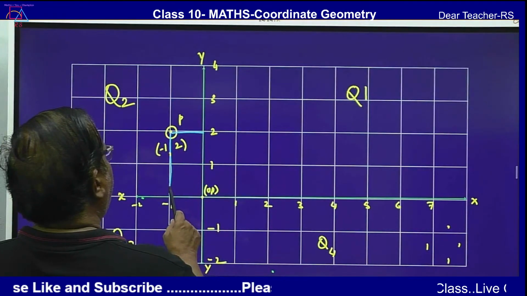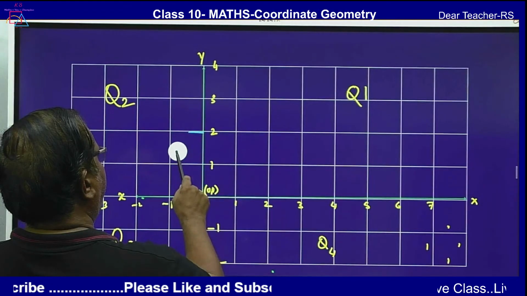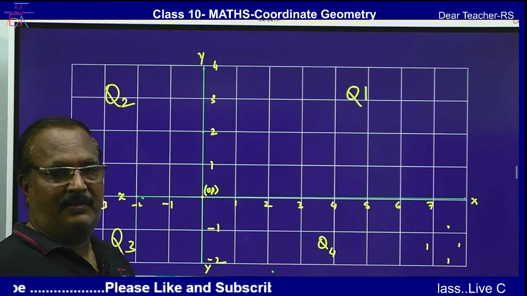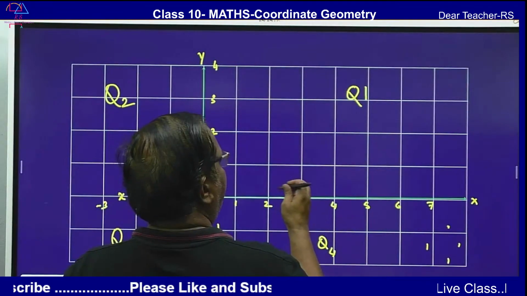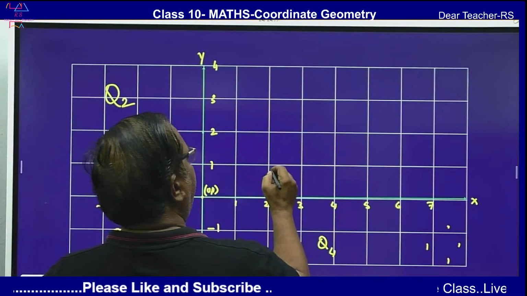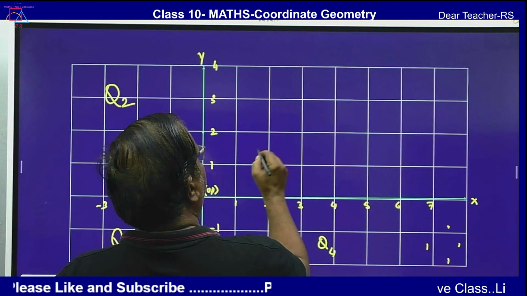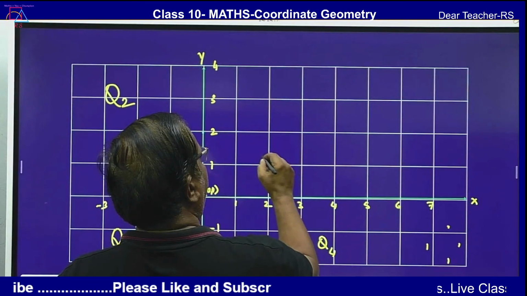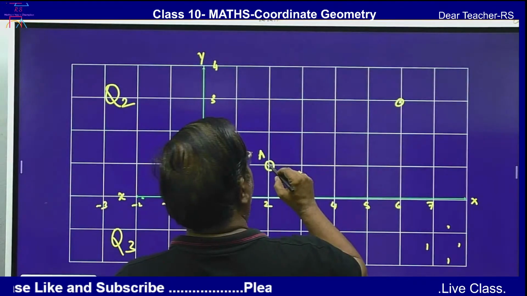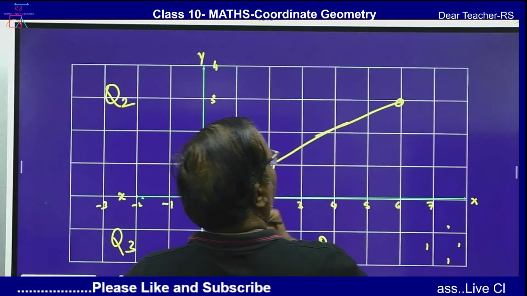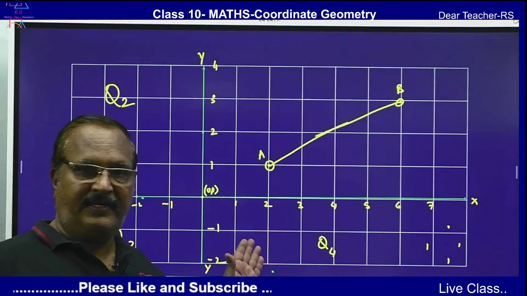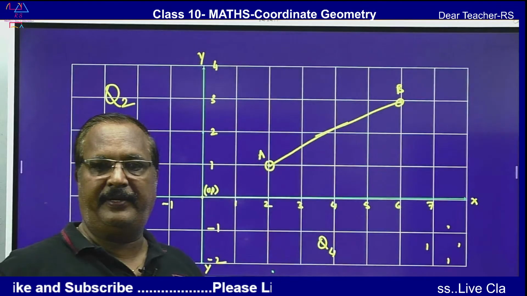So now I am not giving you the complete problem, I am just giving it to you directly. Now there are 2 points here. This is one point A, and this is another point B, and we have to join them, say, AB. Our target is to find the distance between A and B.